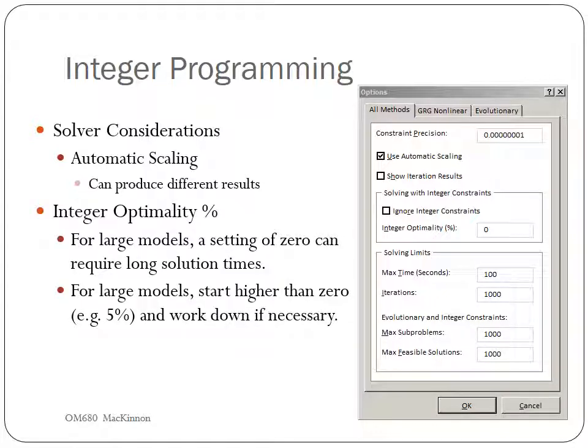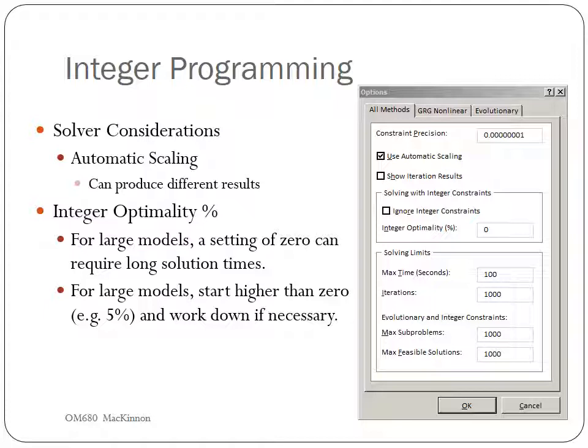The one I really want to focus on is the integer optimality percentage. All right. Now, by default, this is set to 1. Okay. And what that means is that Solver will stop looking for a solution when it is within 1% of the true optimal solution. All right.